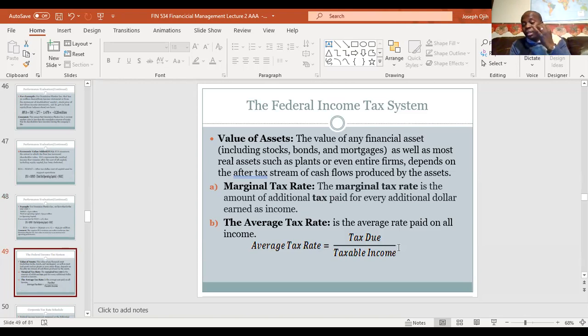The US uses a marginal tax system. Marginal tax basically taxes any additional increment in income. So it is the rate, the amount of additional tax for every additional dollar earned as income. Of course, the average tax rate is just tax due divided by taxable income. So let me make sure you are seeing this. Okay, good, you're seeing it.